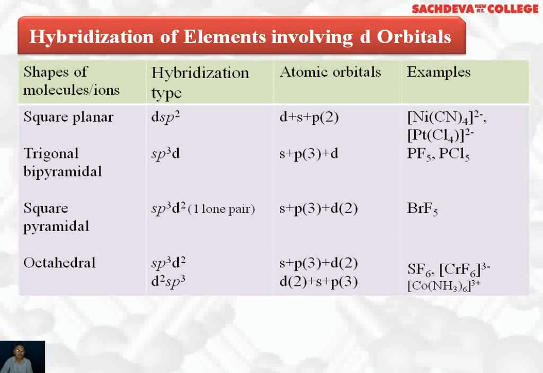If there is no lone pair of electrons and hybridization is sp3d2 or d2sp3, what is the difference between these two? In sp3d2 we have 4s, 4p and 4d orbitals involved. In d2sp3 we have 3d, 4s and 4p orbitals involved. This is the difference between the two, but the shape remains the same, that is octahedral. In the first case 1 s, 3 p and 2 d orbitals are involved. In the second case also 2 d, 1 s and 3 p orbitals are involved. Examples are SF6, [CrF6] 3 minus, [Co(NH3)6] 3 plus is the charge.